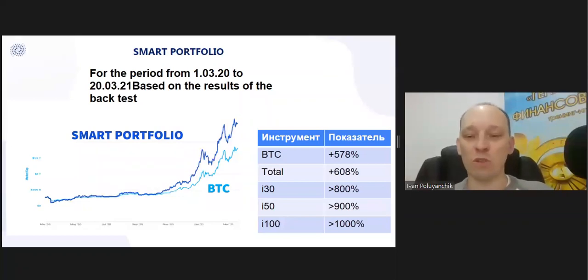Why? Because it included, in addition to Bitcoin, many other tokens. And their growth rate was much higher than Bitcoin's. And this is a result. Over this time, the growth rate for Bitcoin is 575% over this period. And the overall growth rate for all the cryptocurrencies is 608%, whereas top 30 cryptocurrencies growth rate was even more than 800%, top 50 even more than 900%, and top 100, the growth rate for it was in excess of 1,000.